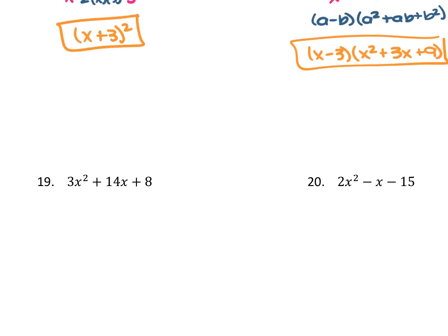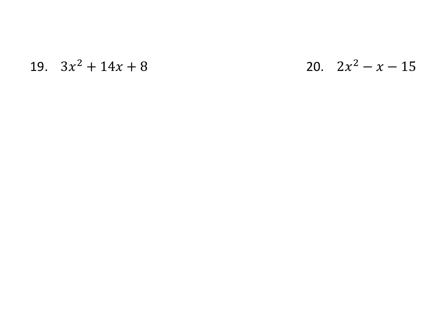For 19, we have 3x squared plus 14x plus 8. We do not have a greatest common factor, so we are going to multiply our 3 and our 8 since a is not 1. That gives us 24. Your positive factors of 24 that add to 14 are 2 and 12. So we rewrite this to be 3x squared plus 2x plus 12x plus 8.